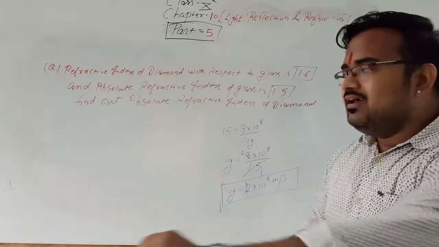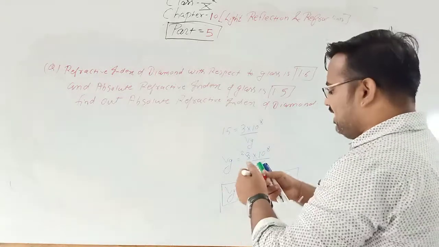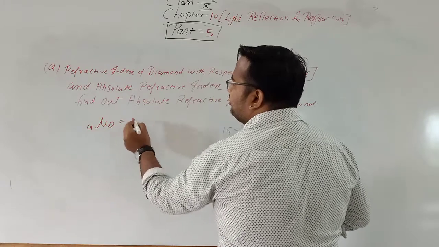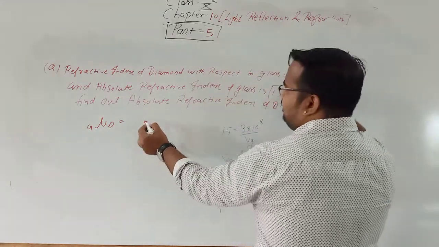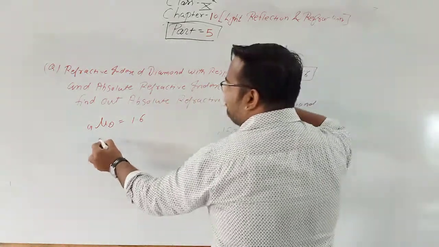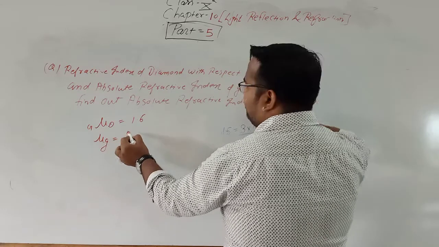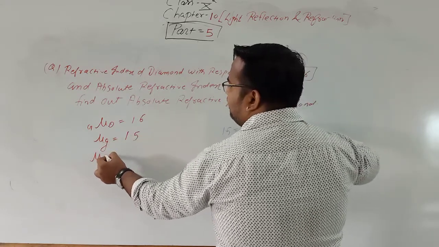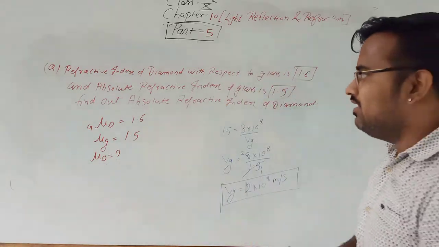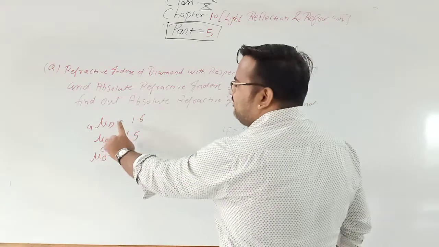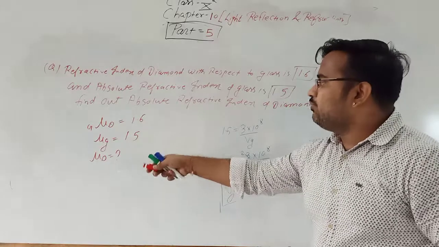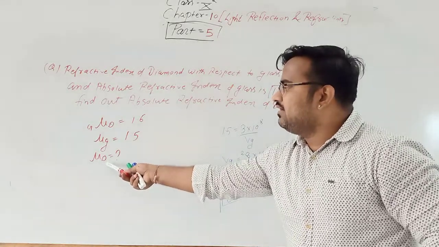See, the next question: the refractive index of diamond with respect to glass is given 1.6, and the absolute refractive index of glass is given 1.5. We have to find out the absolute refractive index of diamond. See, the refractive index of diamond with respect to glass is 1.6. The absolute refractive index of glass is 1.5. We have to find out the absolute refractive index of diamond.